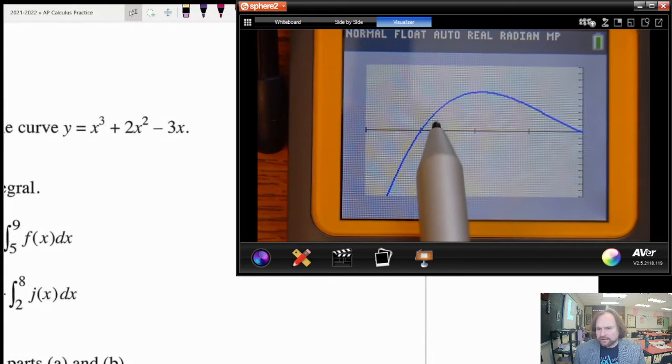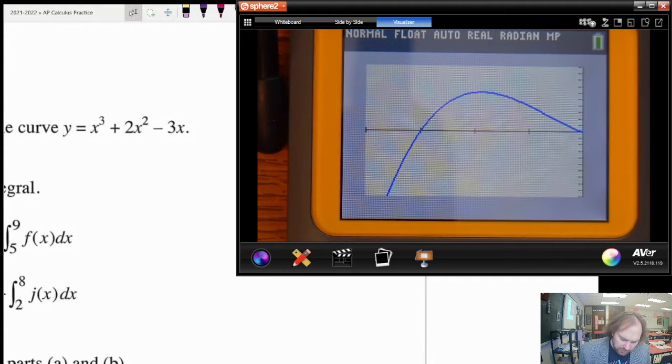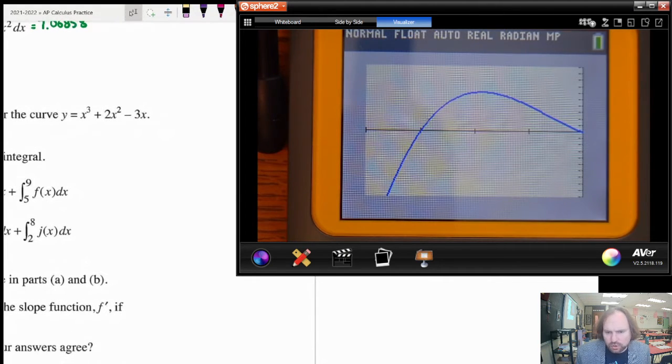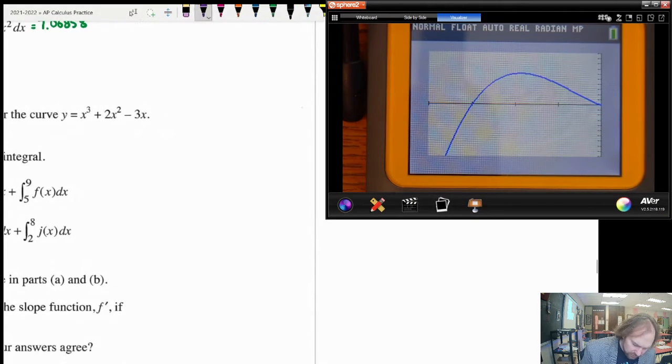Now, since we kind of know the boundary, really what we're going to do is turn this into an integration problem that we could do on the calculator, but we're not going to because we don't need it.